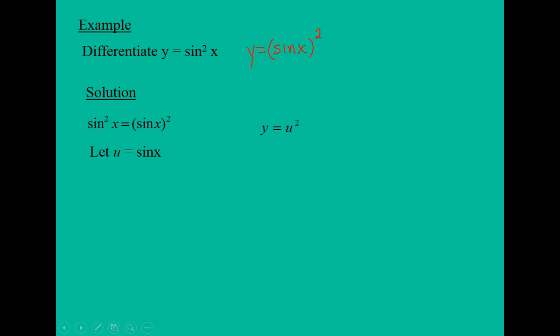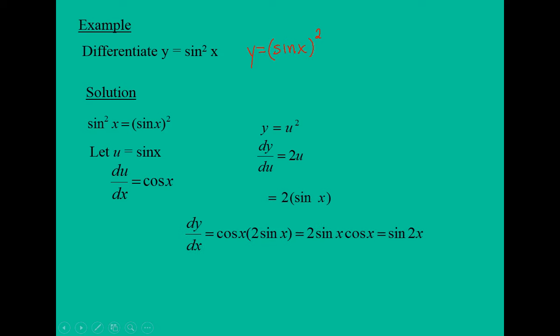Now we're going to take the derivative of each one of these. So du dx would just give us cosine of x. dy du would just be 2u. But then we make the replacement. What does u equal? Well, that equals sine of x. And then we multiply these two together to get our dy dx. Now notice we have cosine of x times 2 sine of x, which is 2 sine x cosine x. And a trig identity is that 2 sine of x cosine of x is equal to sine of 2x.